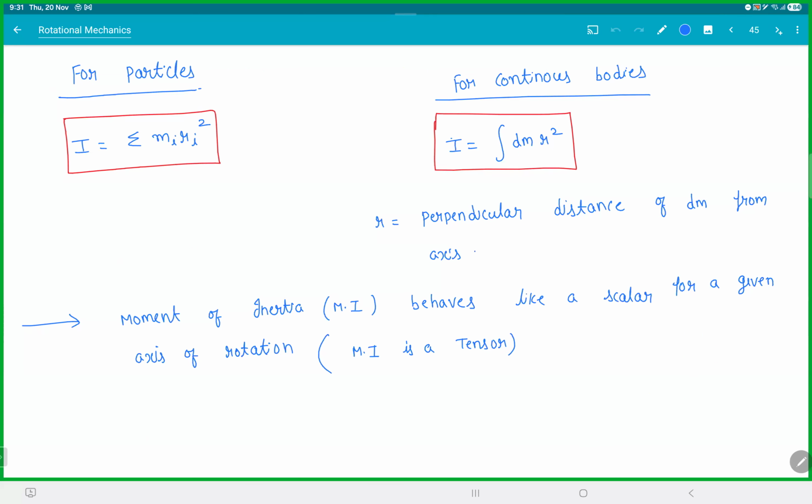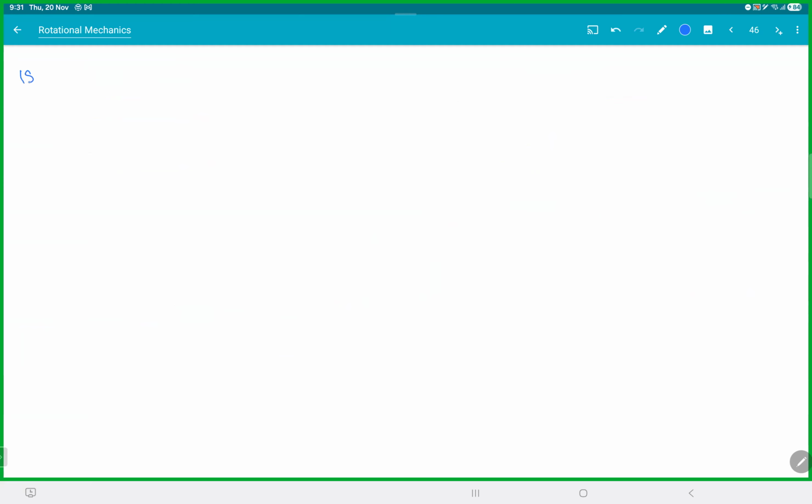That's it. For moment of inertia, there are only two formulas we have. For particles, sigma mi ri square. For continuous bodies, integral dm r square. So the important thing is, the axis will always be given.